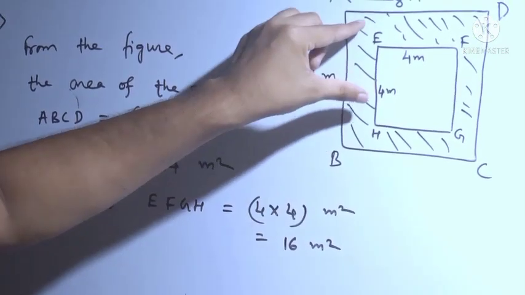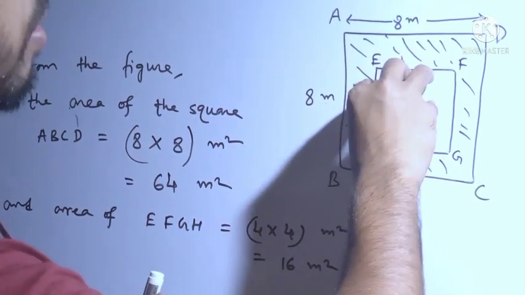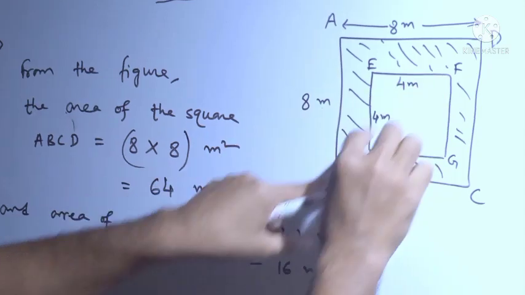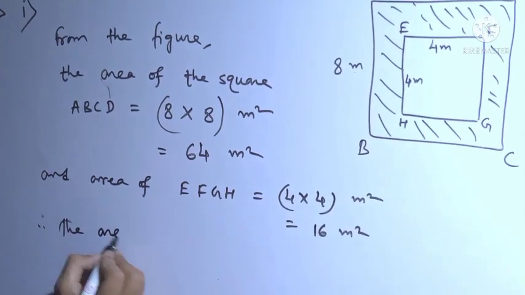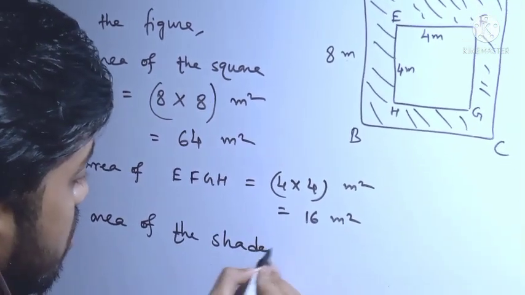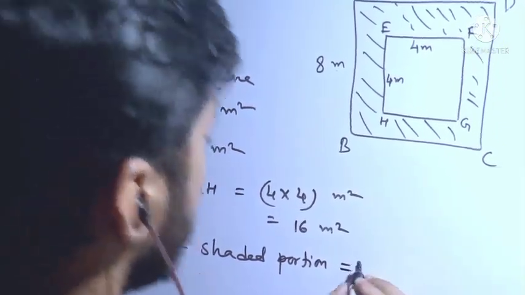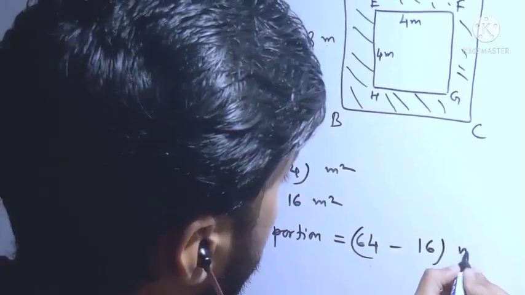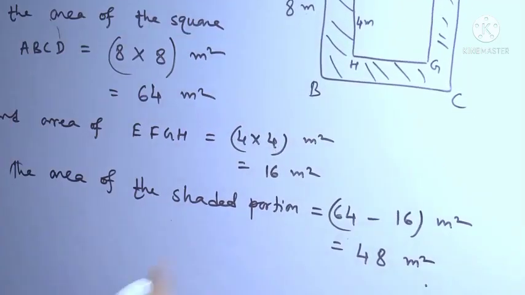So what will be the area of this portion, this shaded portion? We just have to subtract this small square from the big square, okay, to get the shaded portion. Therefore the area of the shaded portion equal to 64 meter square minus 16 meter square, that means 48 meter square, and this is the answer.